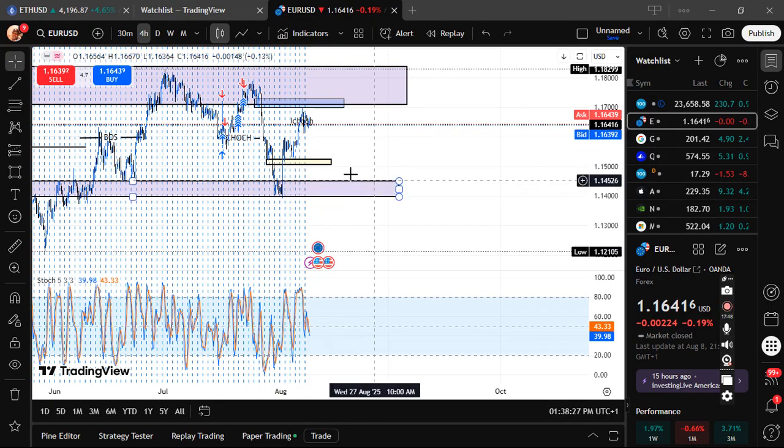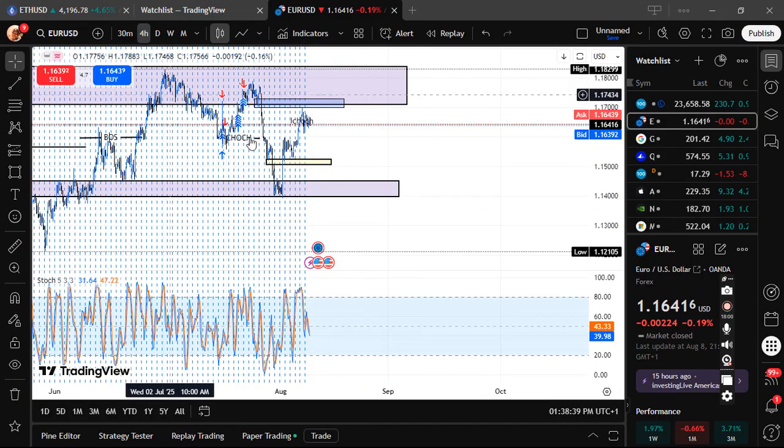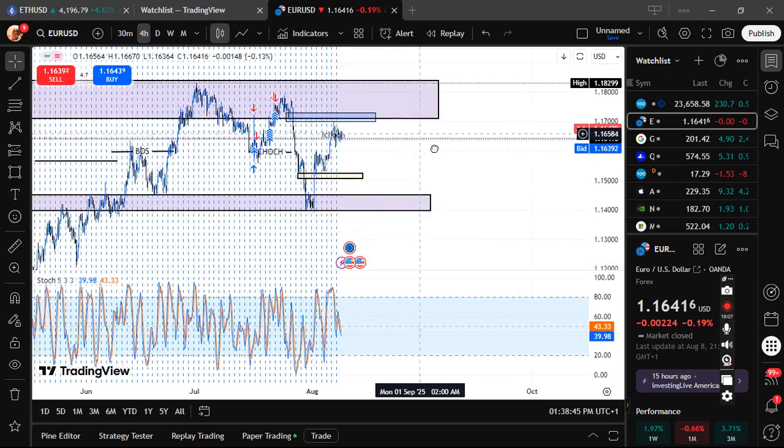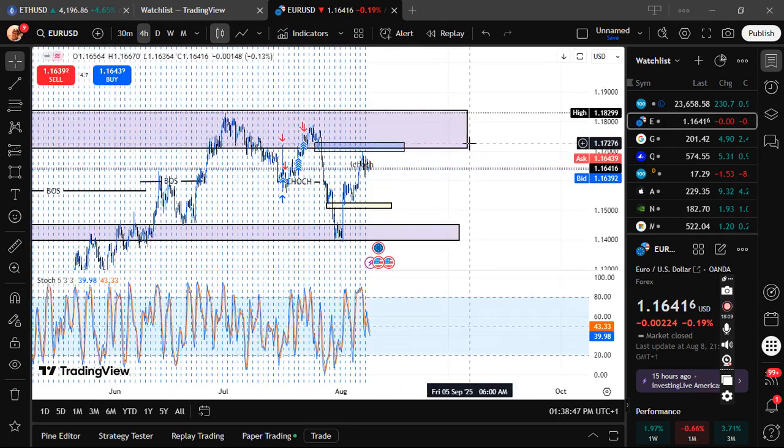But if market drops down to this level, we'll find a nice confirmation for us to go. So we are expecting news Monday, Tuesday, around this time. So the news, either it gets to here or here. So we have two levels for our entry.